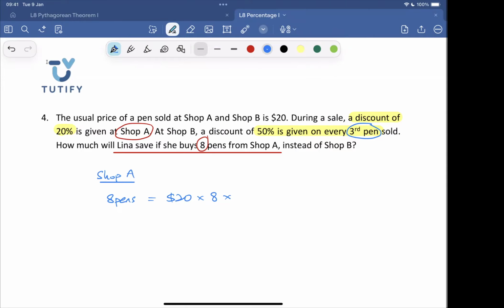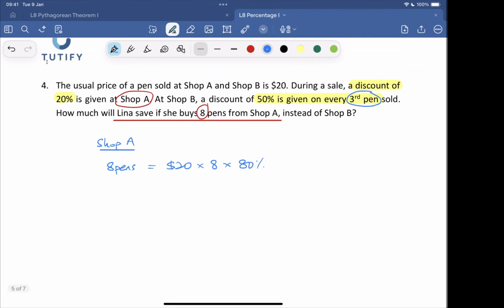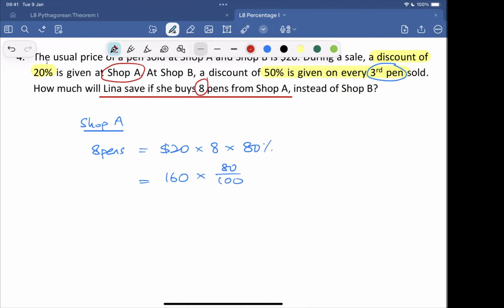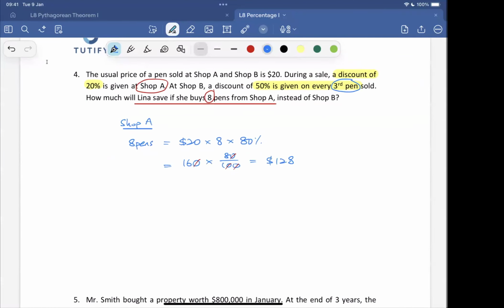How many percent must you pay? 80. Correct, 80%. Well done. So you already know that this is going to be 160. Now, what are you going to do to the percentage? Change it into a fraction. Correct. 80 out of 100. Then what do I do to the zeros? Take out the zeros. Okay, and simplify. So in the end, you only need to pay $128. Well done. Now let's look at shop B.